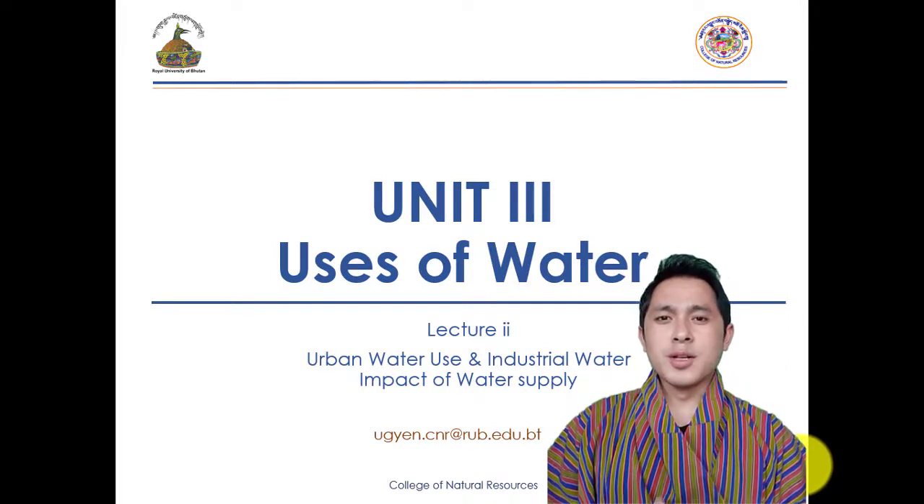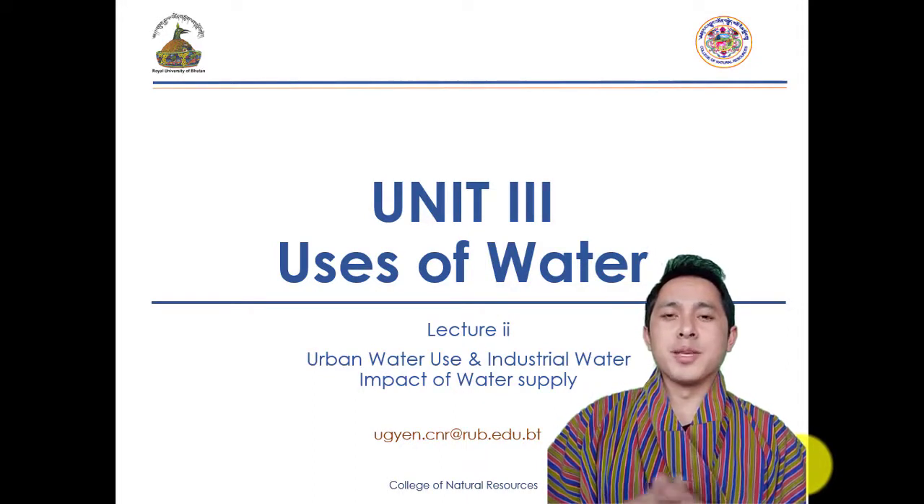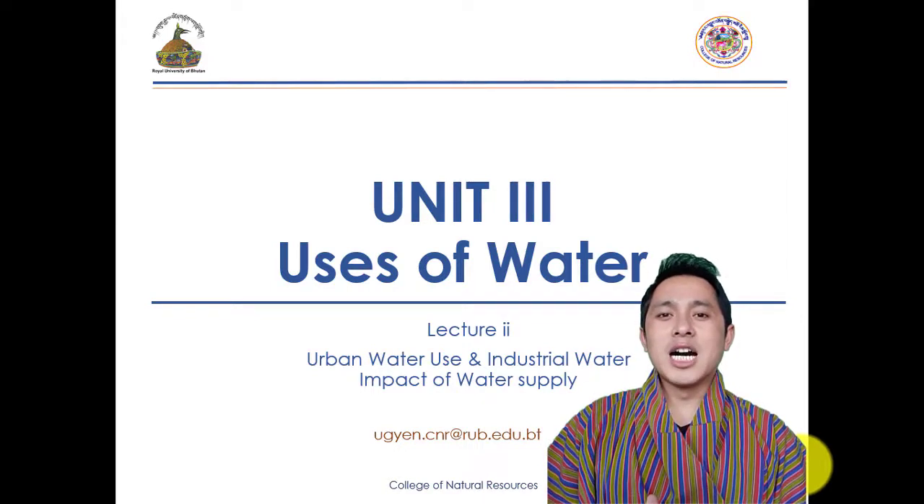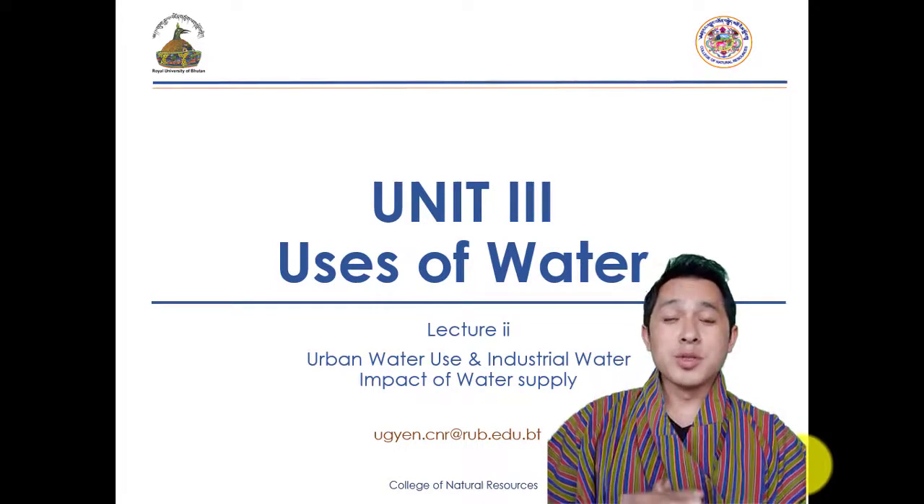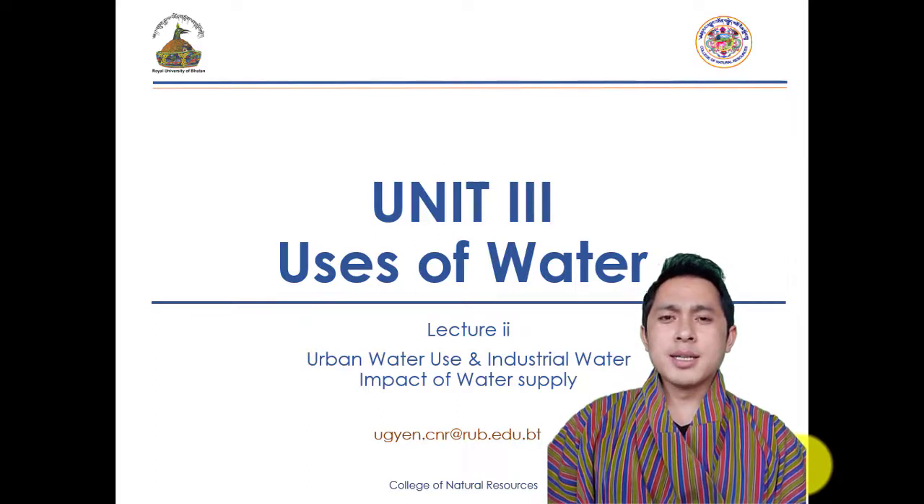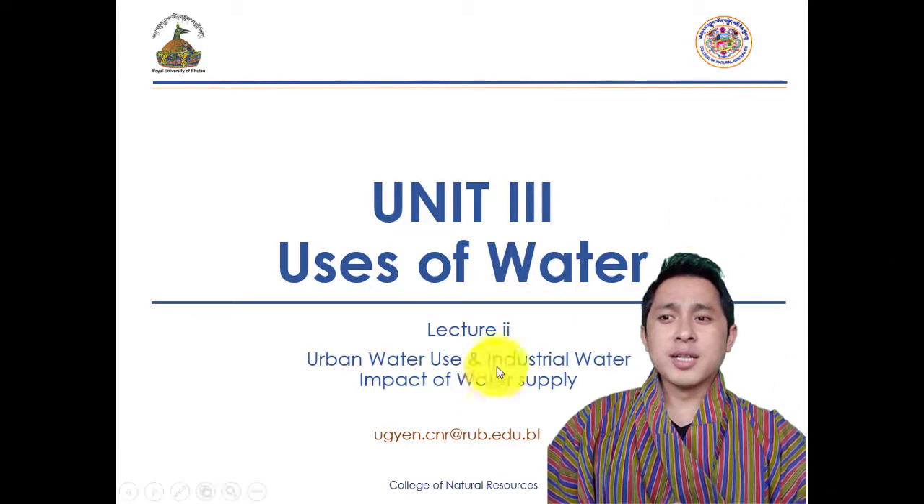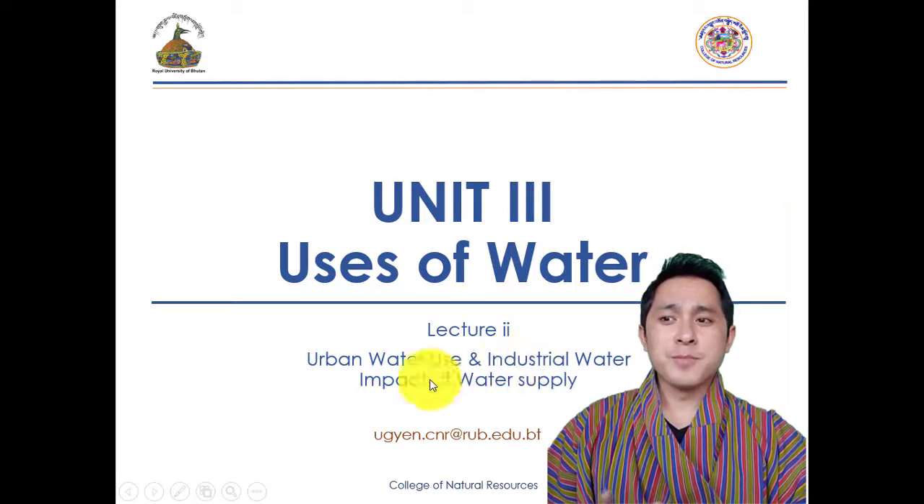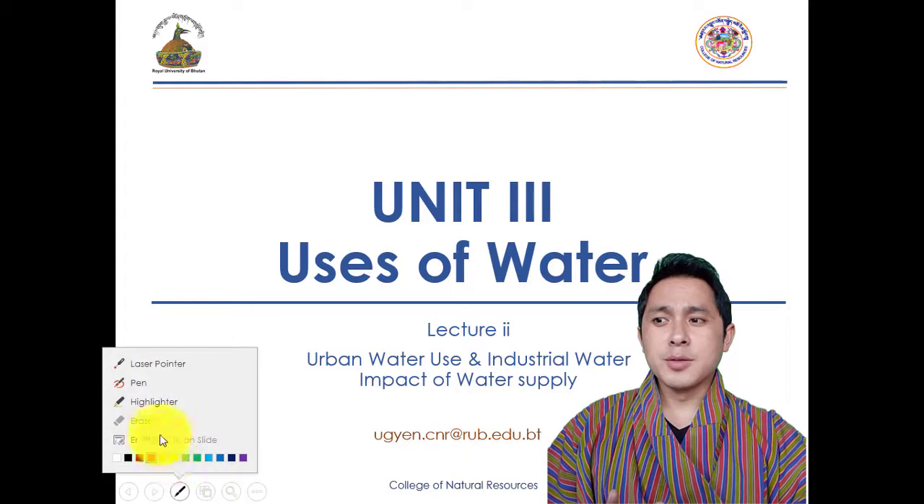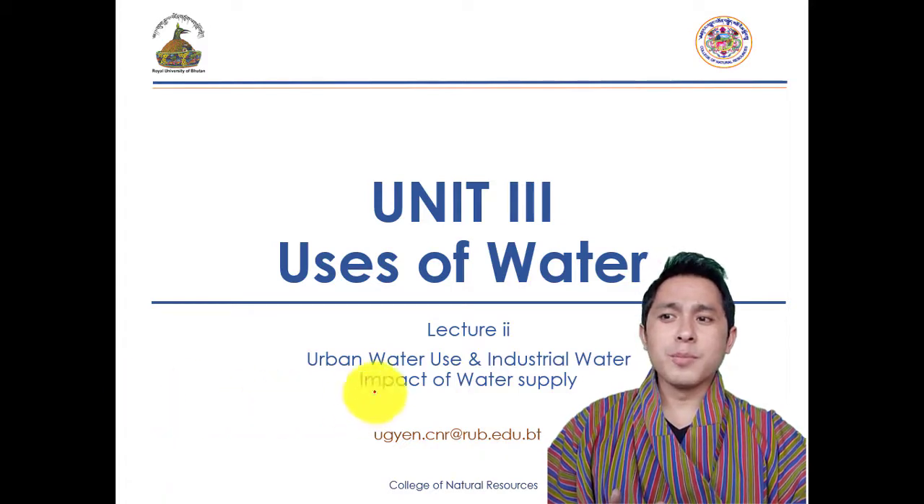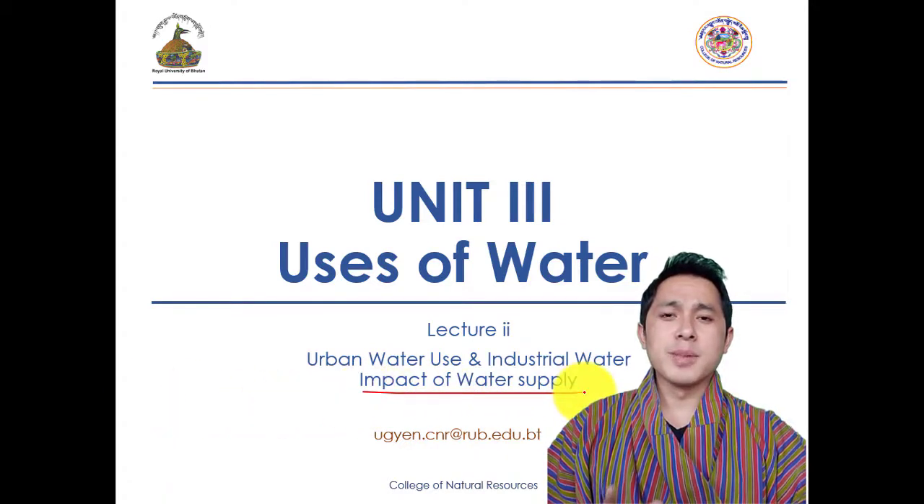So let us focus on two main uses of water from here on. Really focusing on urban water use, water that's being used in the urban area, and second type of use is the industrial water, that the water that's being used for industrial purposes. So let us now look at those, and we will be following that with the impact of water supply system.